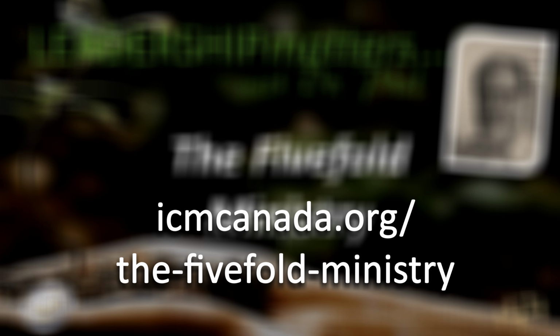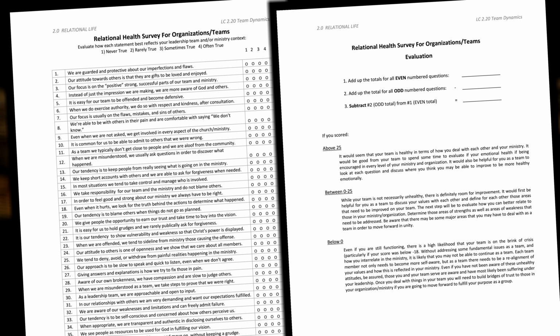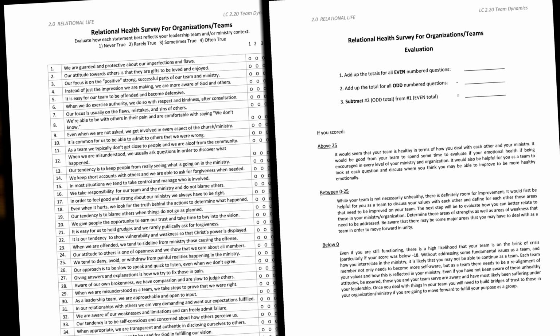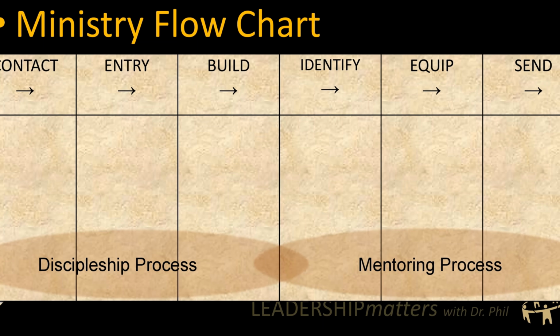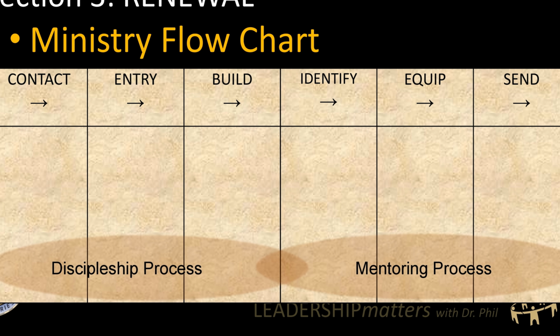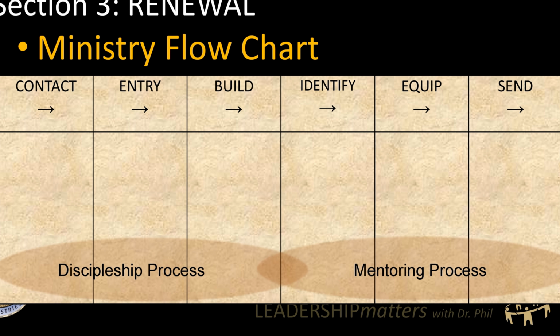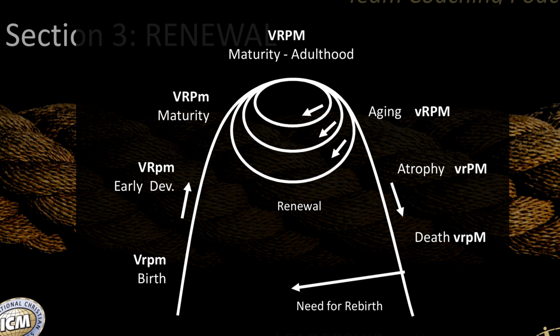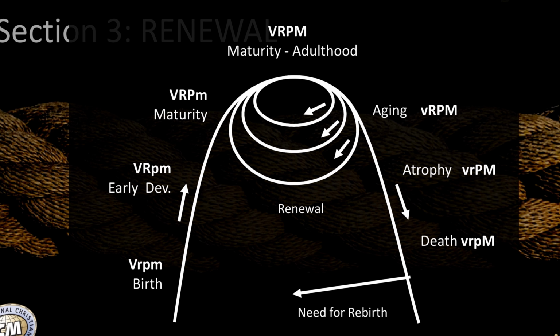You'll notice a link to my 5-fold ministry podcast series, which views the ministry flowchart and life cycle through the lens of the equipping gifts we find in Ephesians chapter 4. There are also various resources available in this section, including a relational health survey for leaders and organizations and a 4-quadrant leadership assessment. Now, based upon the previously introduced church health and effectiveness assessment, the ministry flowchart and life cycle tools are introduced here to help leaders return an organization to health so that it will naturally grow.